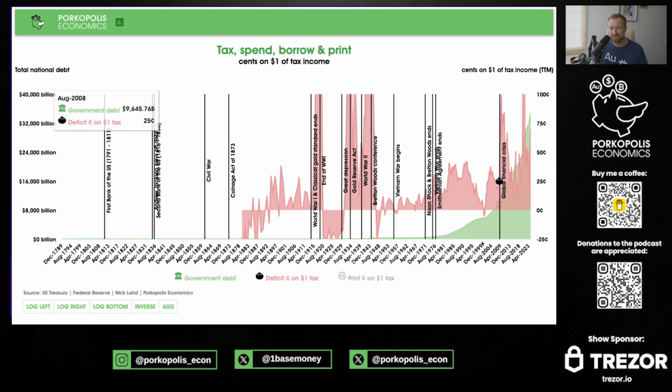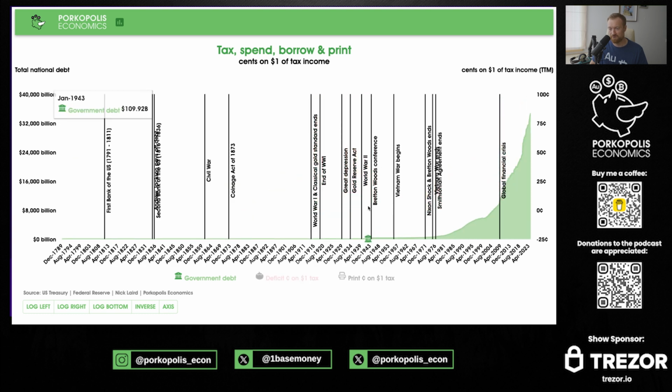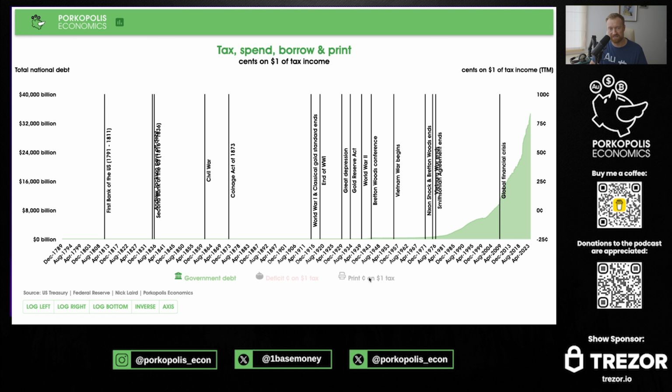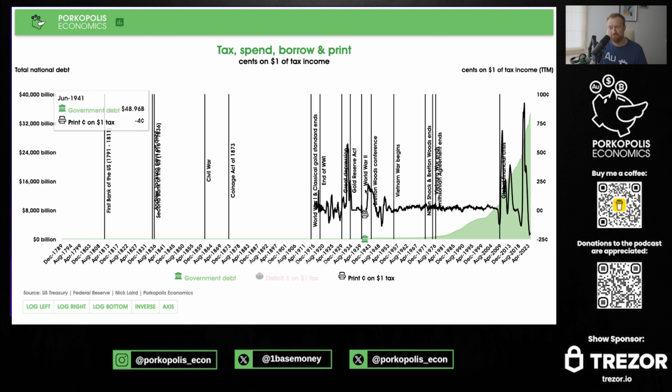Now, I'm going to take off the deficit for a second, because I want to answer the question: how much is the money print? How much money is the Federal Reserve printing to buy government bonds and subsidize the shortfall there is in taxes to pay expenses? For that, it is this black line here. This is the print, in cents on the dollar, per $1 of taxes received during any trailing 12-month period.